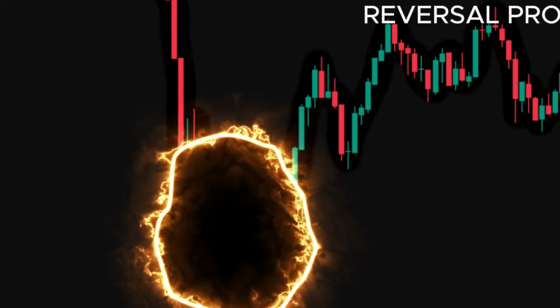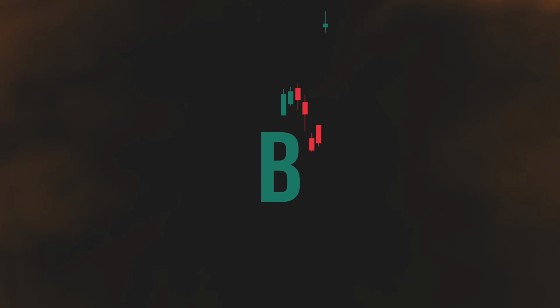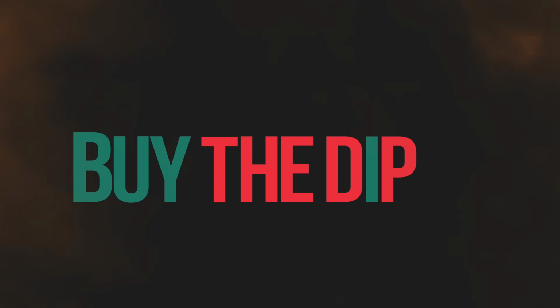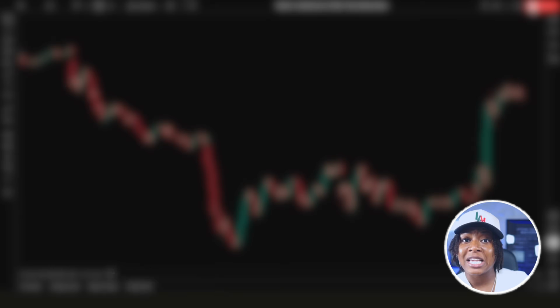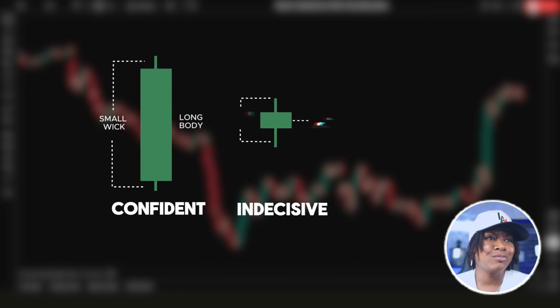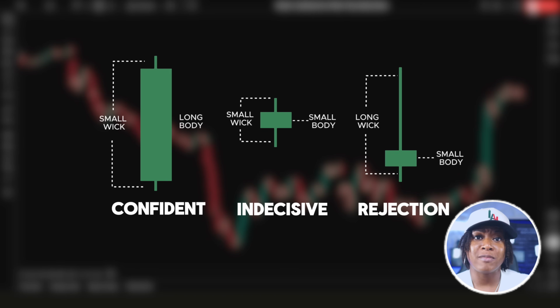Let me put it to you this way. If one candlestick is a letter, then a group of candles forms words. And those words come together to make sentences that spell out what the market is feeling. So that's whether or not it's confident, indecisive, or just outright rejecting the movement at that time.